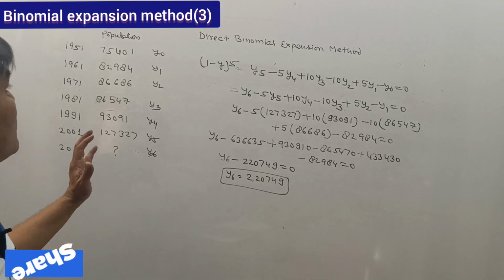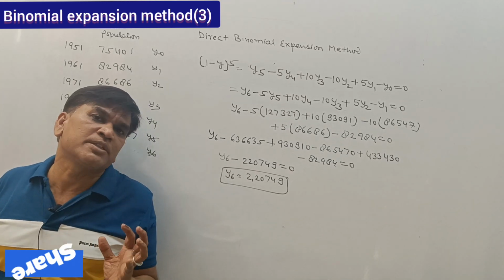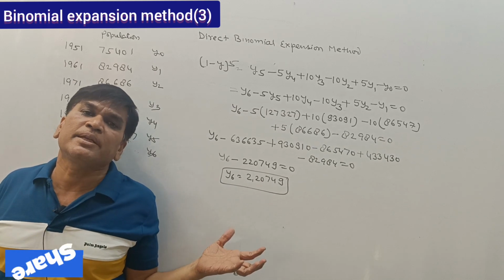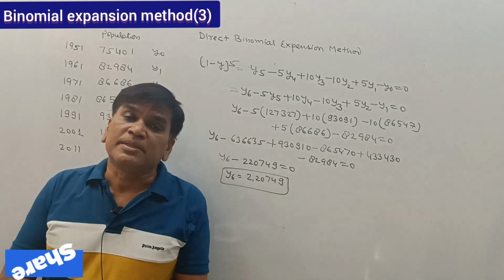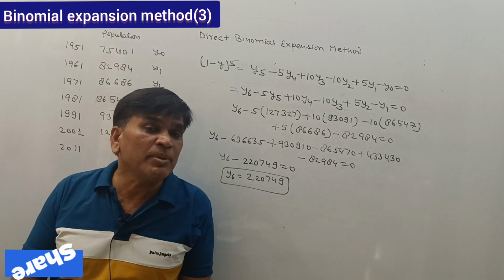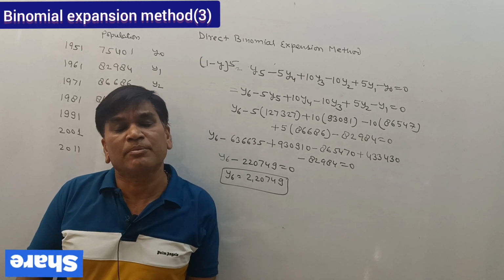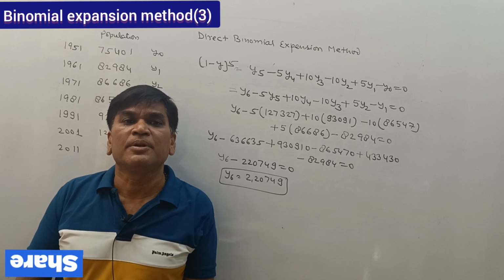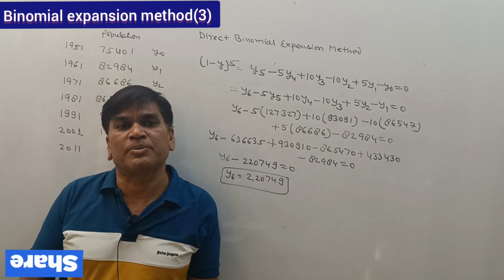So the population for the last year is 220,749. With the help of this, if two values are missing, you may learn how to calculate them. So I think this video will be helpful for you to know, if in a binomial distribution two frequencies are missing, how to calculate these missing values or frequencies. Thank you once again.